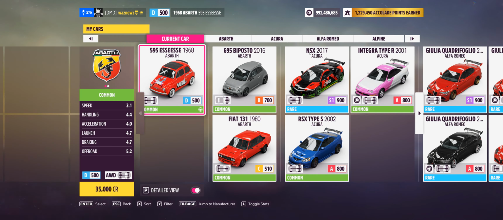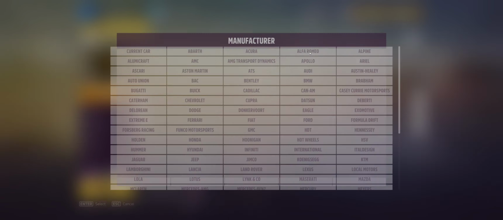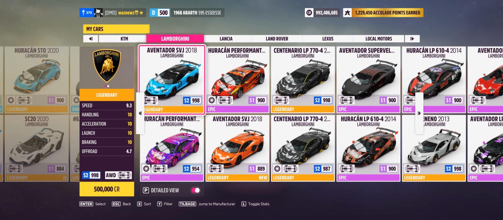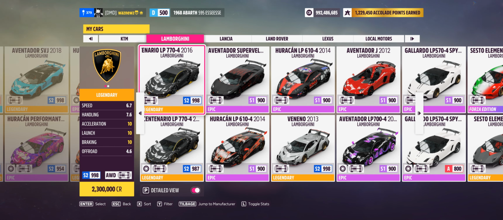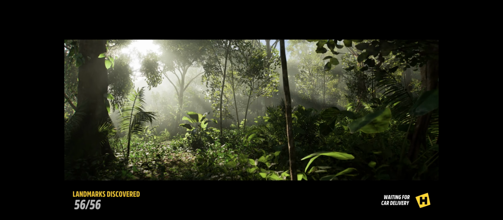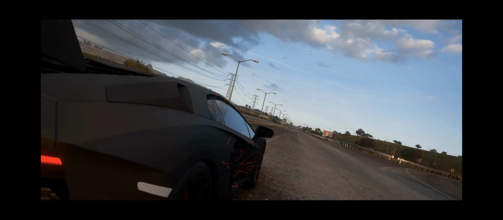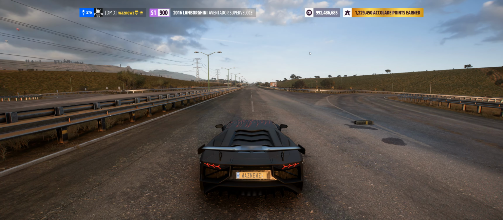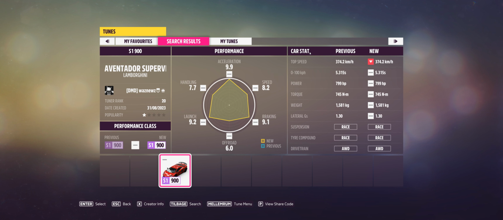And the car I'm going to be using is probably the cheapest Italian hypercar in existence. This week's pink competition car. There we go. The 2016 Lamborghini Aventador Super Veloce. And the tune for it is this one. There you go. 645-559-344.